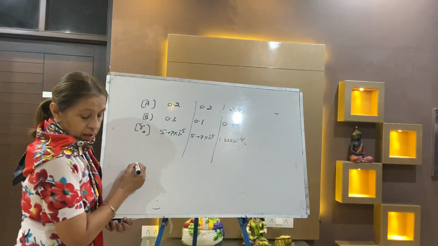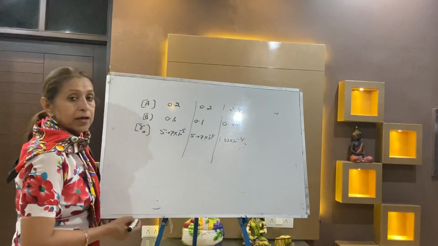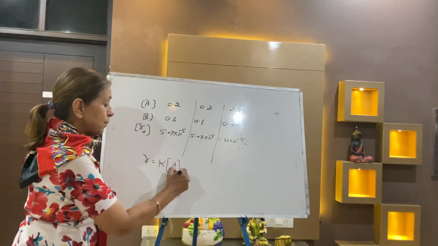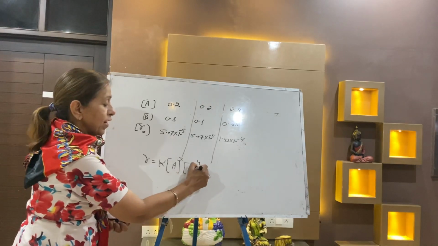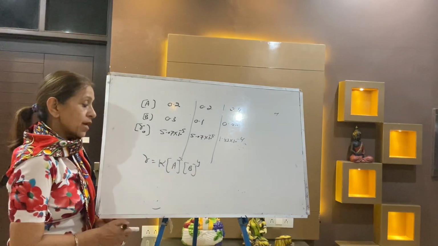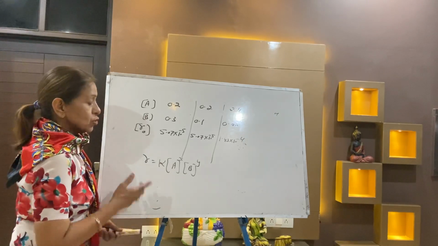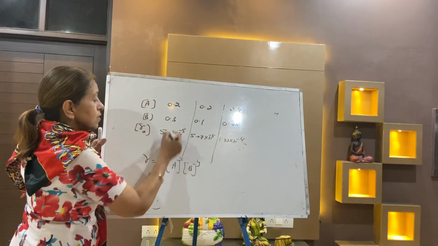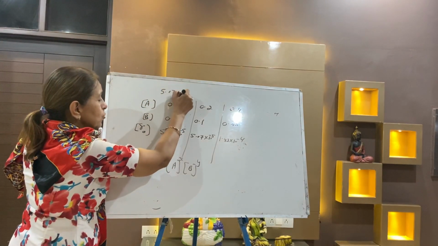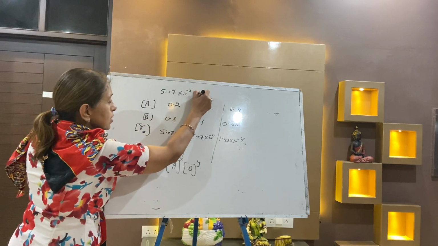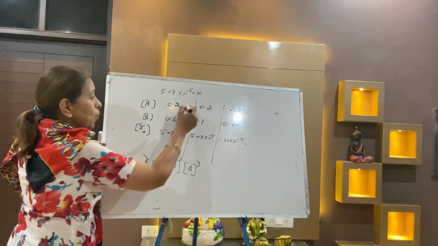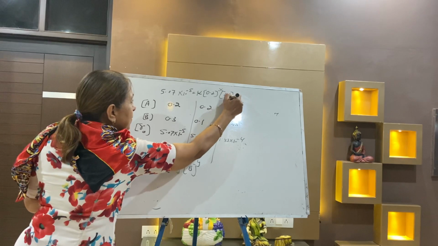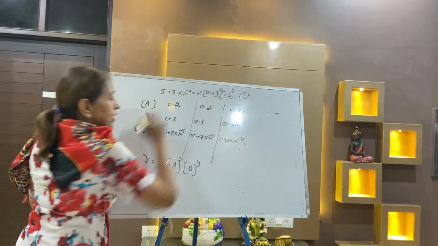The question is to calculate the order with respect to A and B. That means R is equal to K, A power X and B power Y. This is the aim. Let us calculate X and Y value. First of all, put the values. First equation: 5.07 into 10 raised to power minus 5 is equal to K, A is 0.2 power X and B is 0.3 power Y. Make it equation 1.